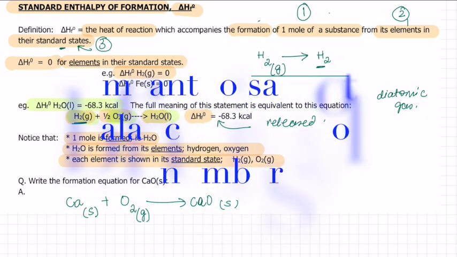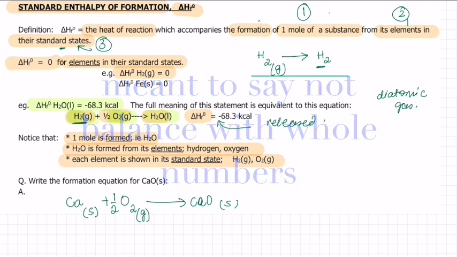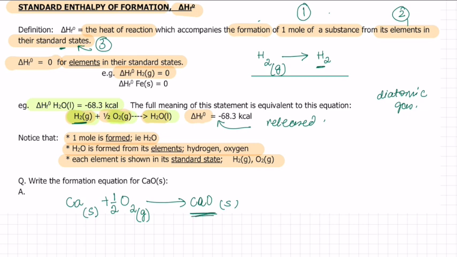You would not balance this equation. You would just write a half because you want to only have 1 mole of product being formed, and this energy would be delta H naught formation for calcium oxide. Right now we are not calculating this, but we will look at these kinds of problems as well when we take up practice problems.